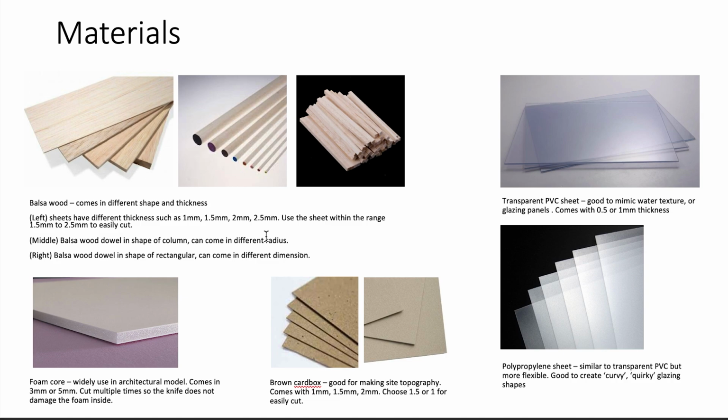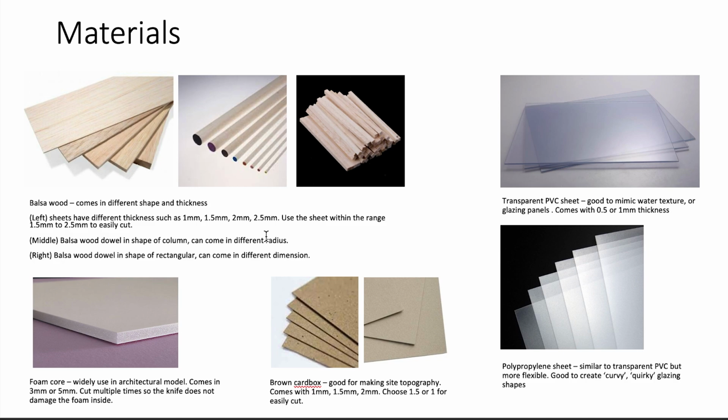So in the shape of columns, it comes with different radii or rectangular shapes as well. Try to sharpen up your knife, and I will come to the cutting tools later. Change the knife frequently, so you have a sharp tip to cut through the wood. And thickness is also good for mimicking the thicknesses of your structure, and also the materials of your pavilion space. Next one would be the foam core.